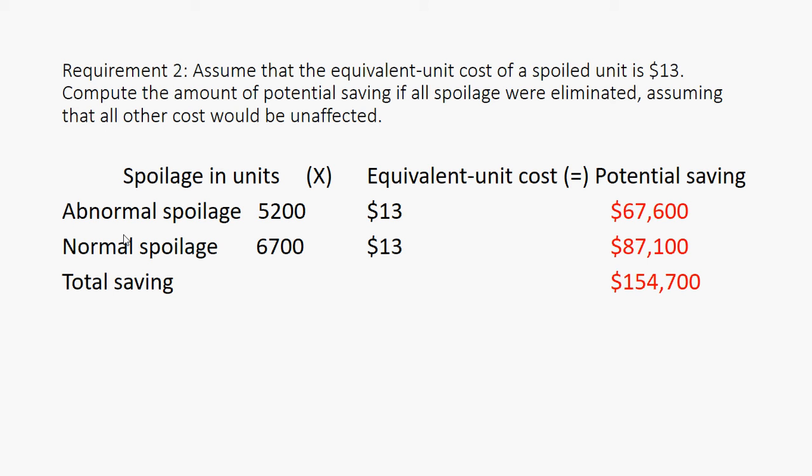For total savings, we sum up abnormal spoilage potential savings of $67,600 plus normal spoilage potential savings of $87,100 to give us a total of $154,700.